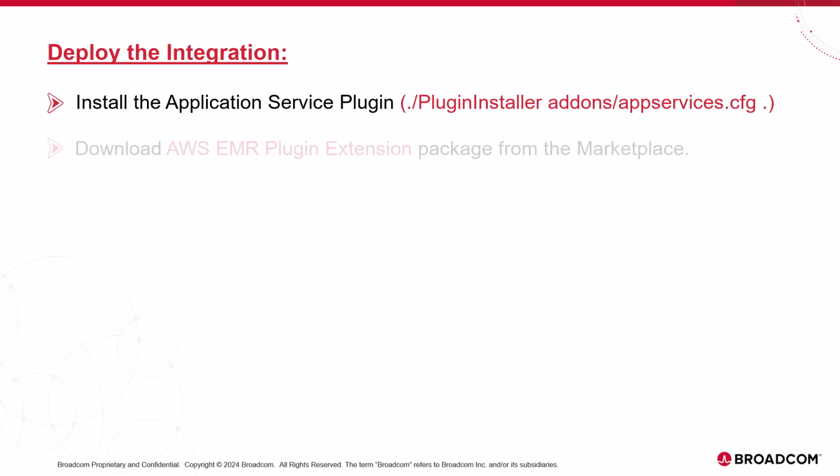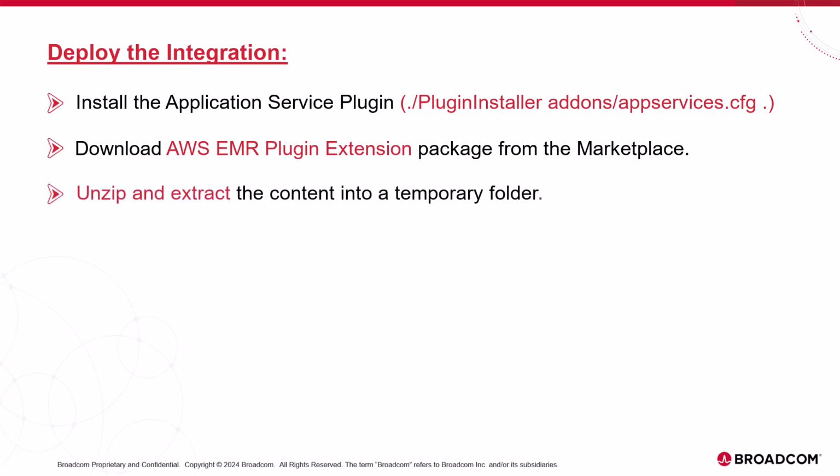Next, download the plugin extension package from the marketplace. This package contains all the necessary elements. Unzip the package and extract the content into a temporary folder. Navigate to System Agent Install Directory.